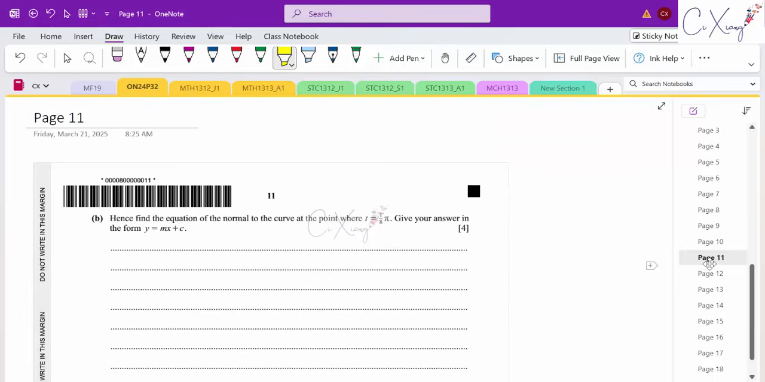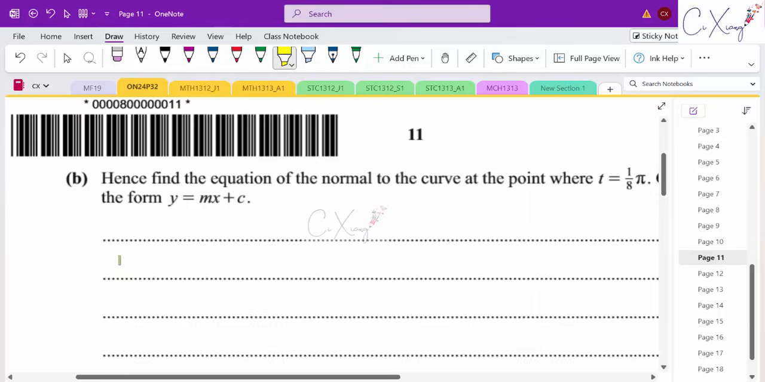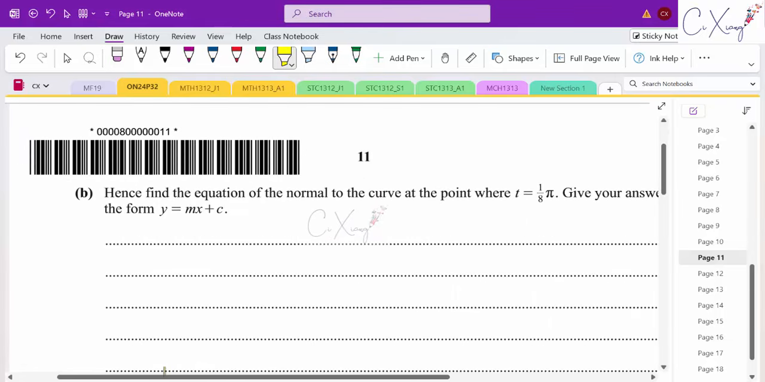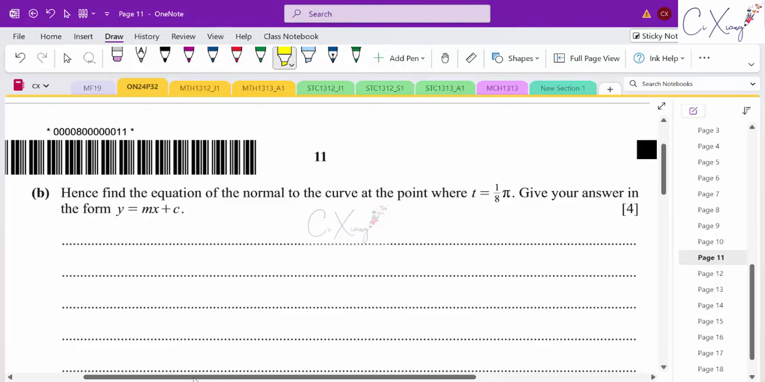So let's continue to the next part. For part B, they want us to find the equation of the normal to the curve at the point where t equals pi over 8. Give your answer in the form y equals mx plus c. For the equation of the normal, first of all, I need to find the gradient of the normal, and also the passing point, the coordinates of x and y.